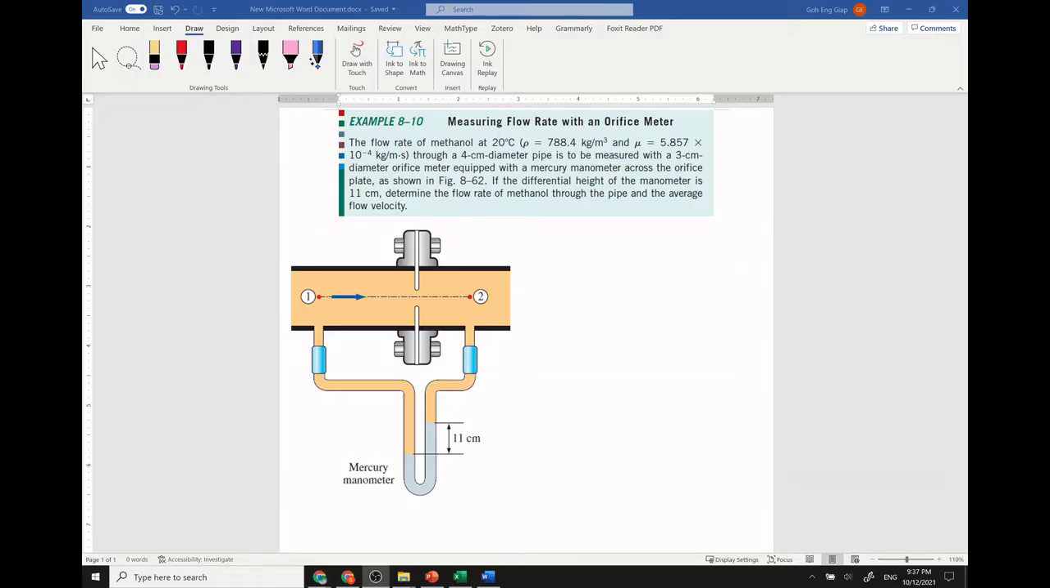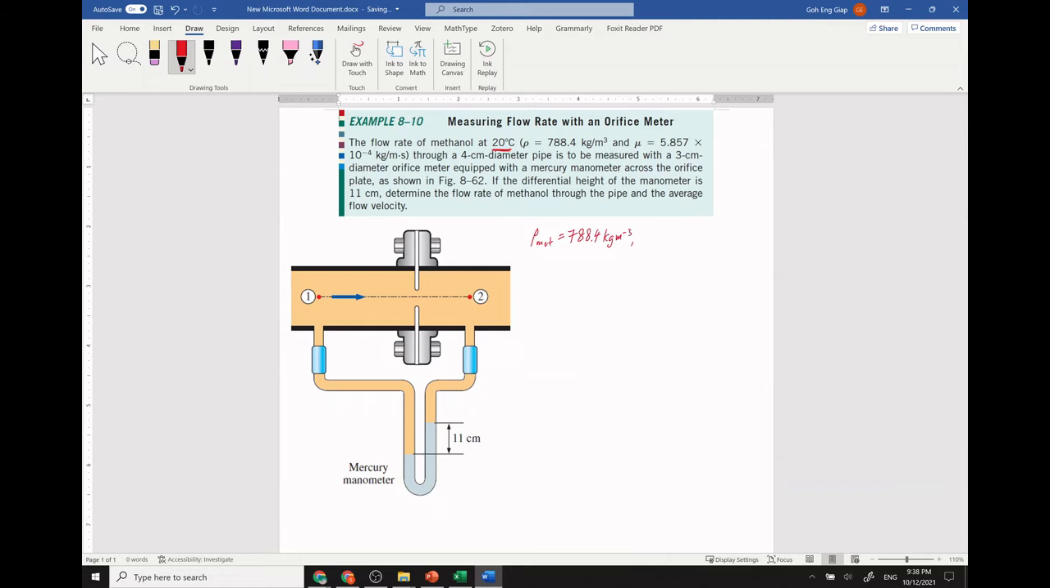So now we will look into example 8.10. It's about measuring flow rate with an orifice meter. The flow rate of methanol at 20 degrees Celsius: we have a density for methanol of 788.4 kilogram per meter cube.